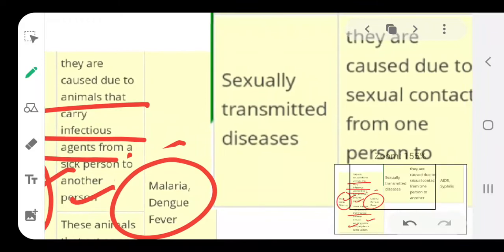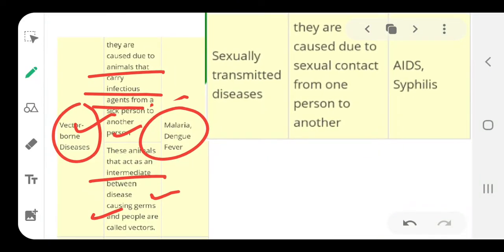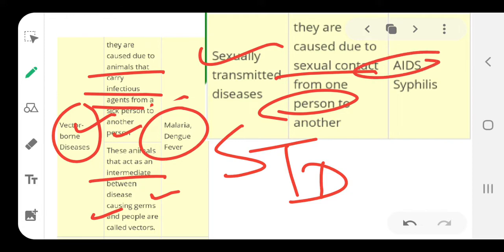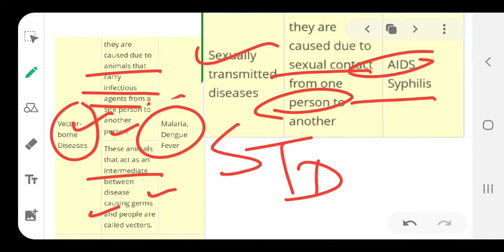Then the next one that we are going to study is STDs, which stand for sexually transmitted diseases. They are caused by sexual contact with a person who is infected. So, we have a disease we have already read about called AIDS, another is syphilis, and you can read more about gonorrhea. These are some of the STDs. So, you should know how these diseases are spread and how they infect us.